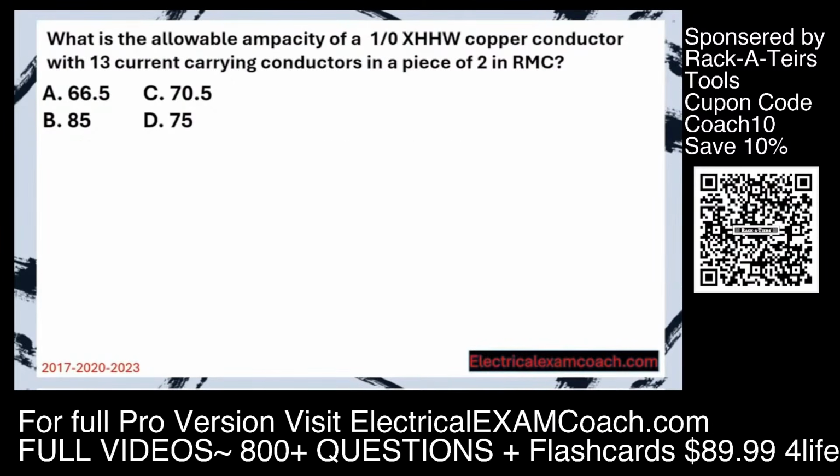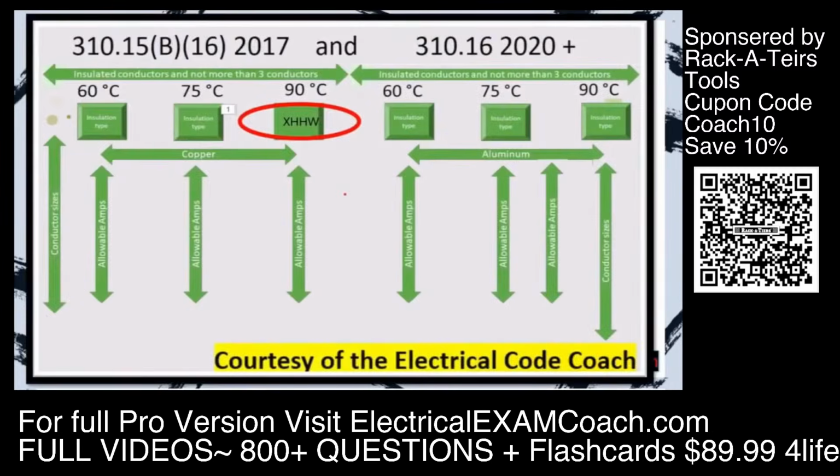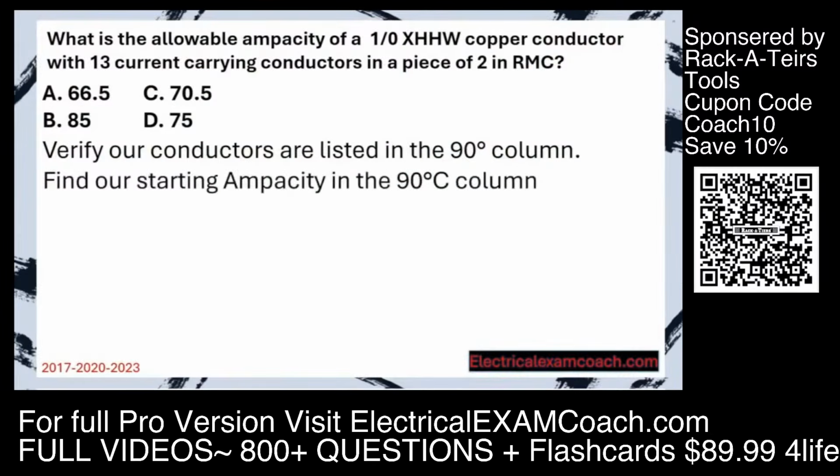What is the allowable ampacity of a 1-aught XHHW copper conductor with 13 current carrying conductors in a piece of 2-inch RMC? Step 1, we're going to verify that our conductors are listed in the 90-degree C column. When we head there, we find that XHHW is listed. So we're going to find our starting ampacity.